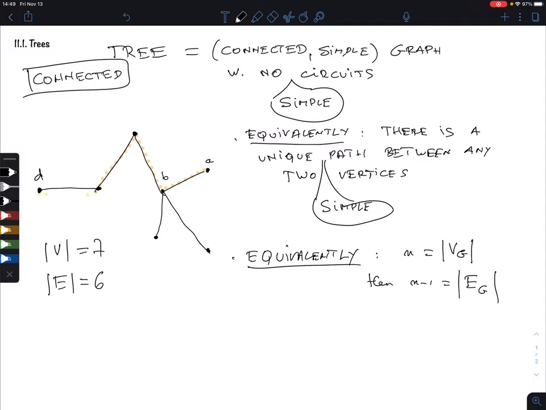It has to be connected. But if the graph is connected, let's assume a simple connected graph, then you just count the number of vertices and count the number of edges, and that tells you exactly where we are.